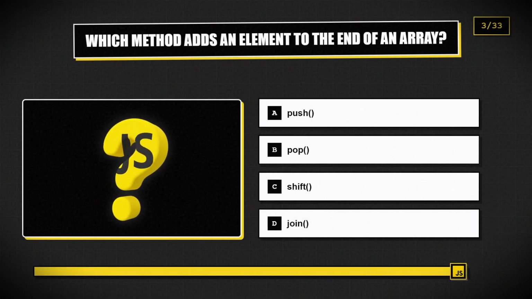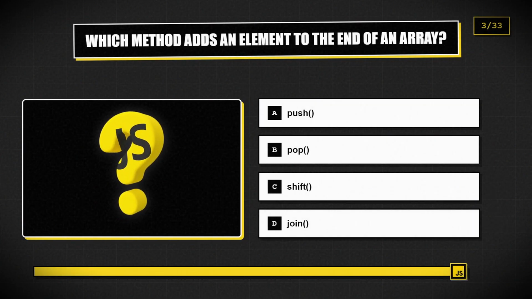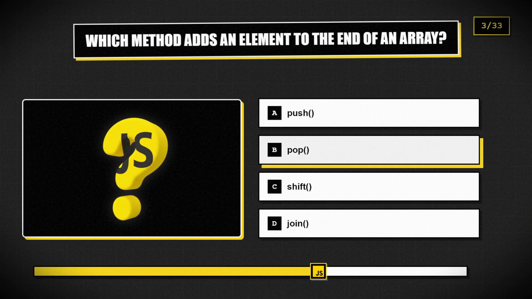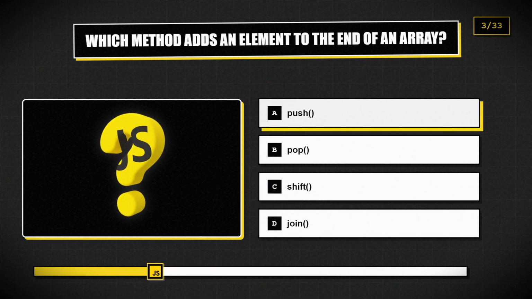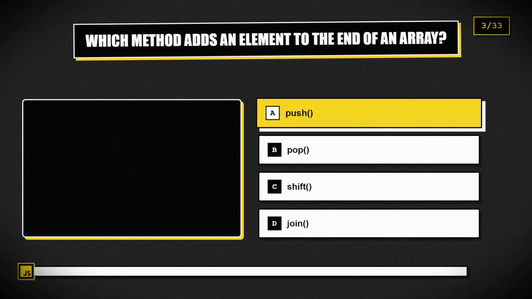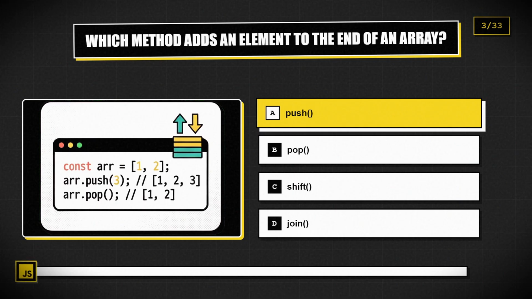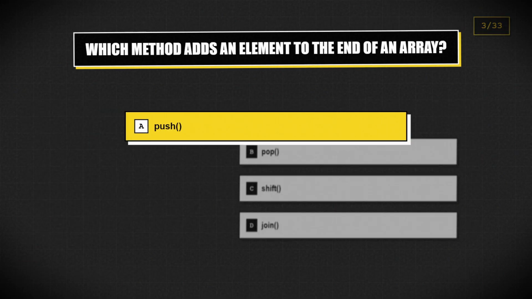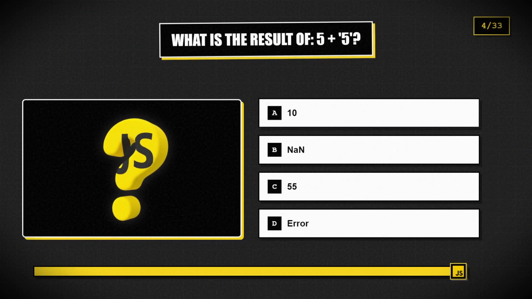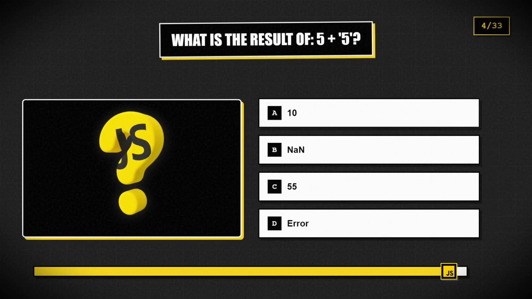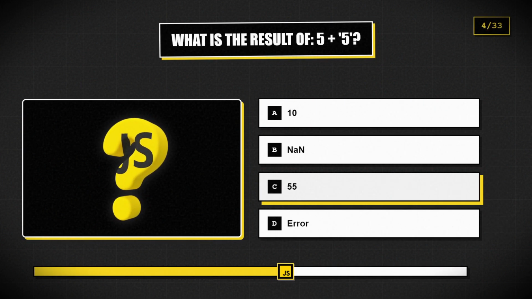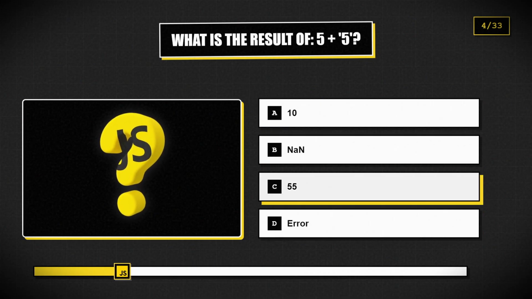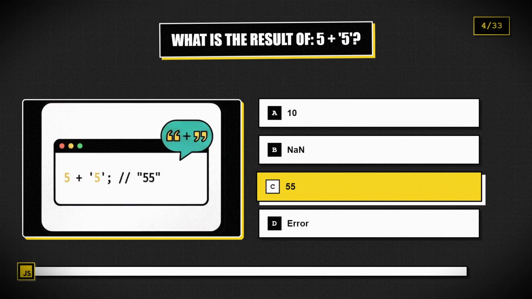Which method adds an element to the end of an array? Push adds elements to the end. Pop removes them. What is the result of 5 plus 5? JavaScript converts the number to a string and performs concatenation, resulting in 55.